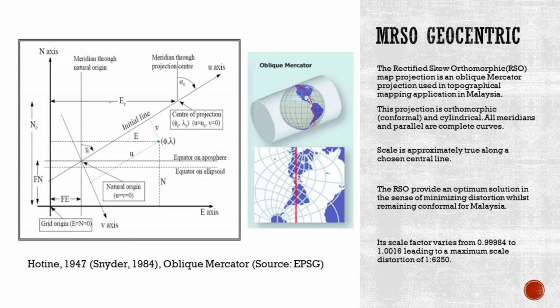The rectified skew orthomorphic RSO map projection is an oblique Mercator projection used in topographical mapping in Malaysia. This projection is orthomorphic, conformal, and cylindrical. The RSO provides an optimum solution in the sense of minimizing distortion whilst remaining conformal for Malaysia. Its scale factor varies from 0.9998 to 1.0016, leading to a maximum scale distortion of 1 in 6,250.